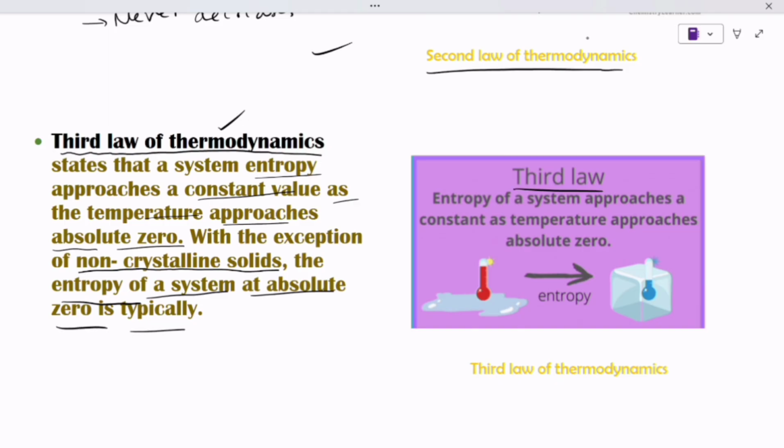The entropy of a system at absolute zero is typically constant. Third law: the entropy of a system approaches a constant as temperature approaches absolute zero. This is the third law of thermodynamics. These laws of thermodynamics are very important for physics and chemistry also.